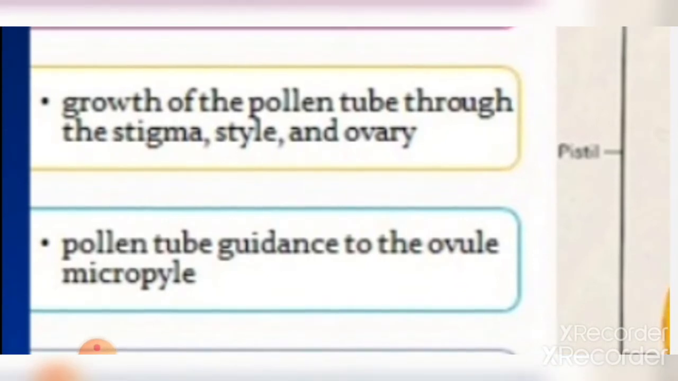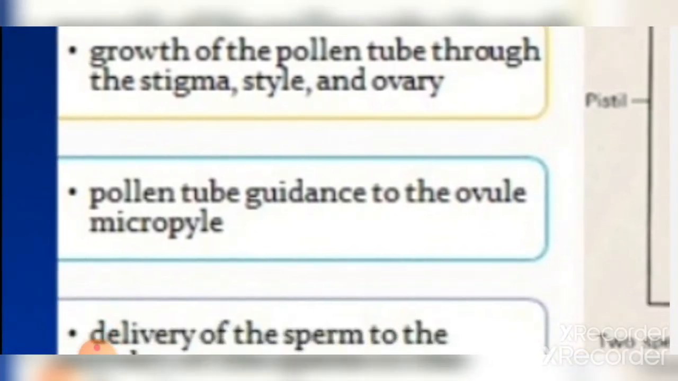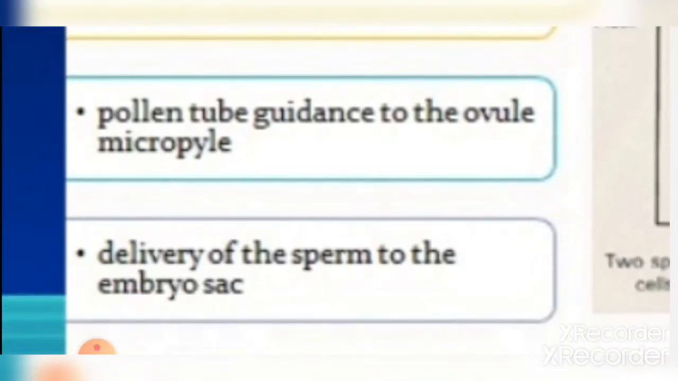Then the pollen tube is guided to the ovule, and it passes through the micropyle. So what is the micropyle? That is the opening of the ovule through which the pollen tube will enter. And then the delivery of the sperm, and please remember here, the sperm is nothing but the male gametes, to the embryo sac.